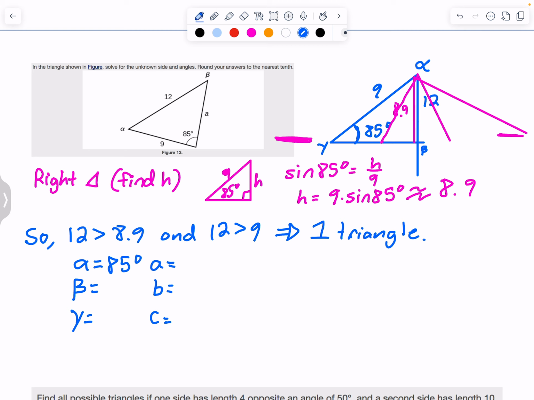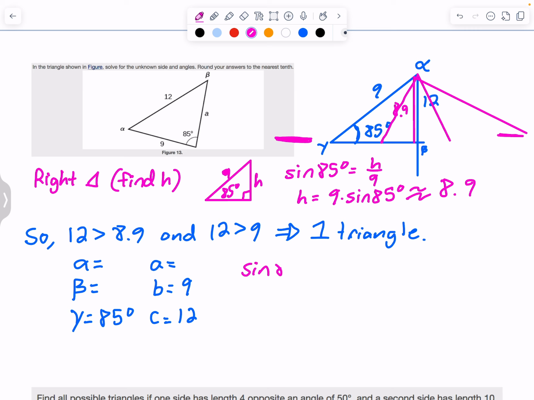So 85 is not A. 85 is gamma. My bad. All right. So we have that. That's why I had to go back and relabel. Let's go after, what do we have? So we have across from C is 12. We also have across from beta is 9. This sets it up perfect for law of sines.